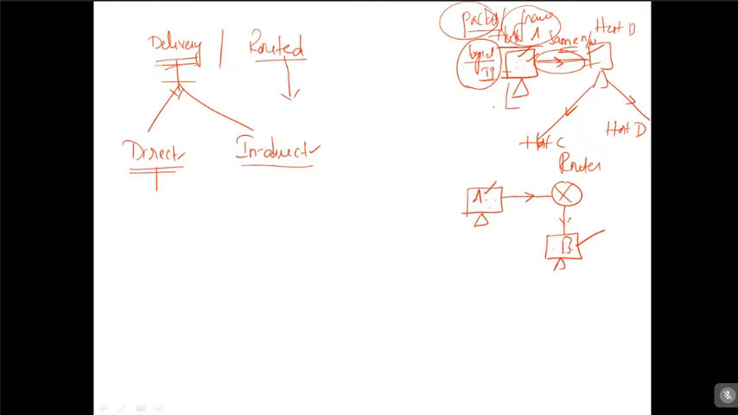However, the maintenance of this routing table is common. Okay, we will see the routing table, and what the routing table has.